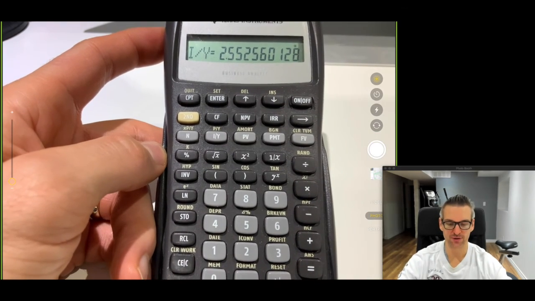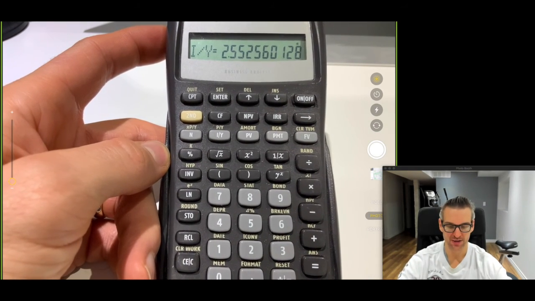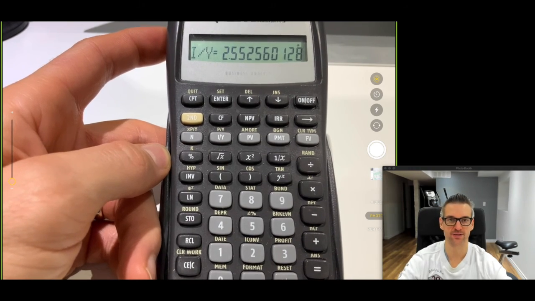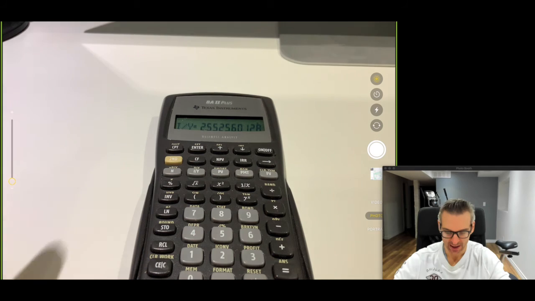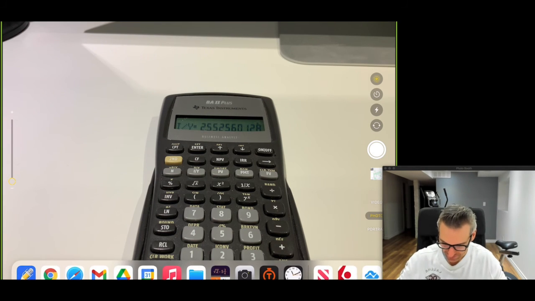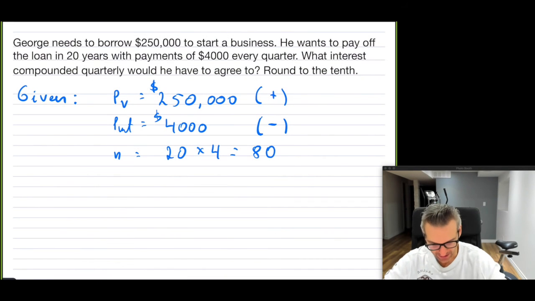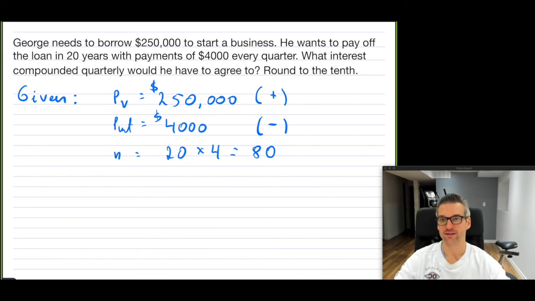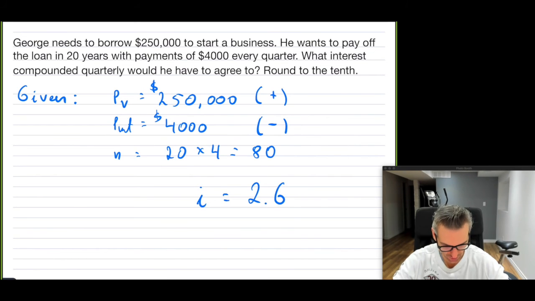2.55256, I think it said round to the 10th. So we'll put 2.6, rounded to the 10th. So that's what you would have. So that's not bad. And I'm making this video in 2020, basically leading into 2021, and interest rates are pretty low. So here, this would kind of make sense. So we said 2.6, and this was quarterly.